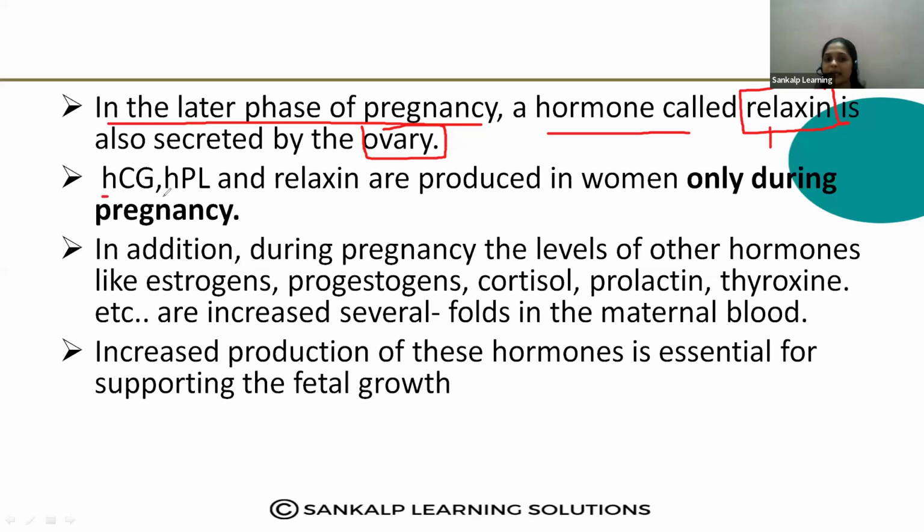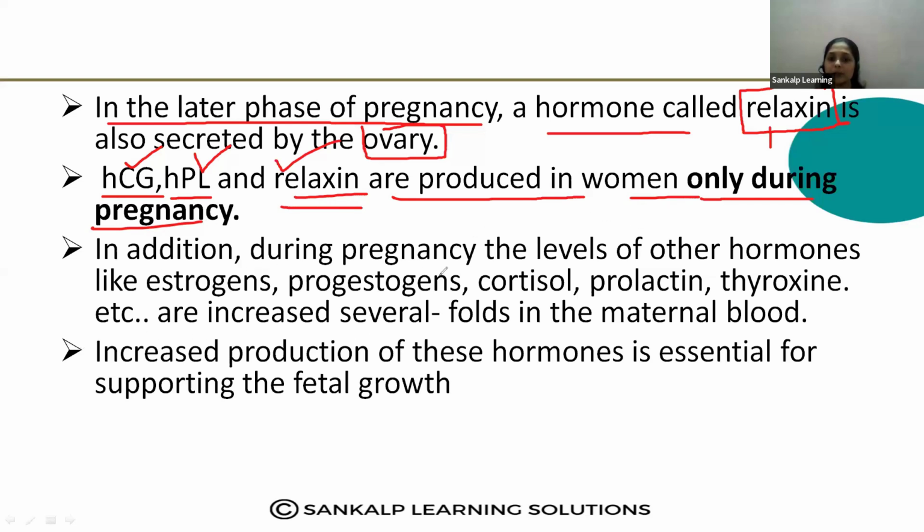One more important point: HCG, HPL and relaxin are produced in women only during pregnancy. Remember this, these three hormones are produced only during pregnancy. But estrogens are commonly produced, right? But during pregnancy, HCG, HPL and relaxin are produced. So this is also one of the important points.